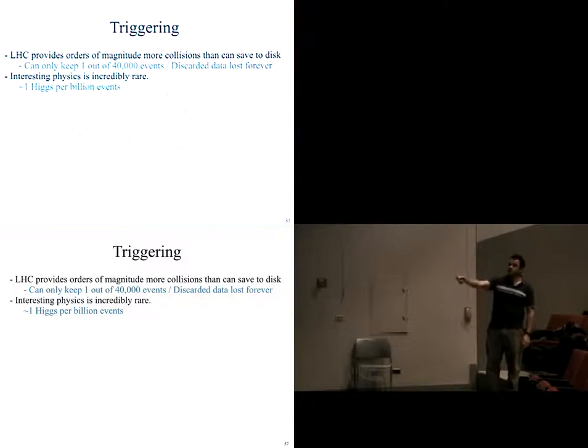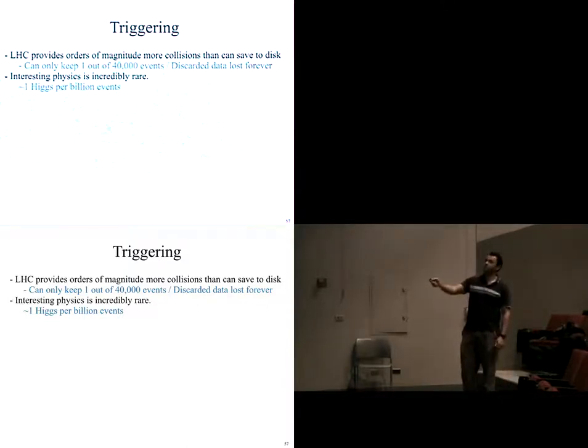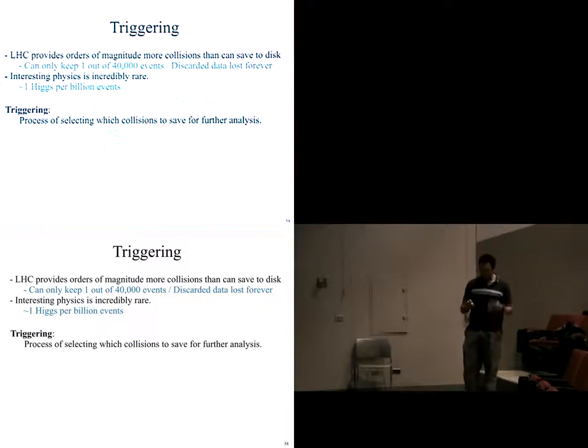And here's an example of what I mean by interesting physics being incredibly rare. We only make one Higgs boson per billion events. So it's really important that we choose this one correctly. This is a big problem, or a big challenge, and triggering is the way that we meet this challenge.